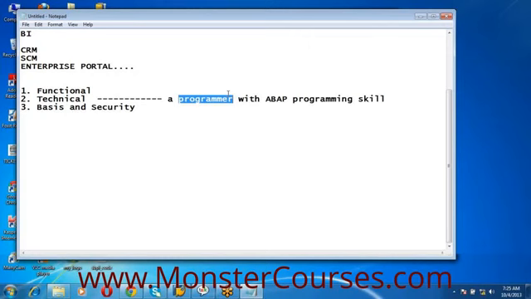It has nothing to do with ABAP. Okay, it has nothing to do with ABAP. So that is why I said a technical person in the SAP environment is a programmer with ABAP programming skills.